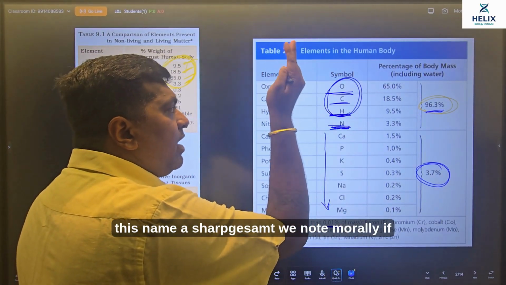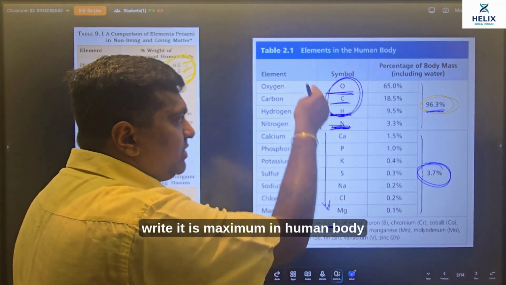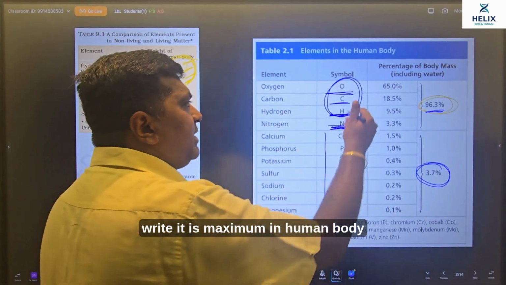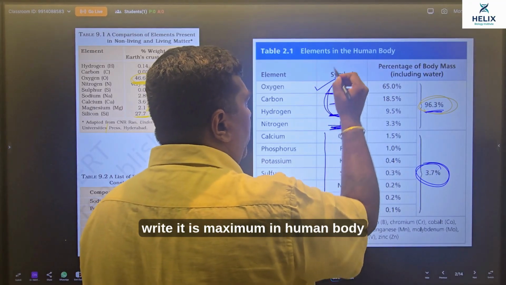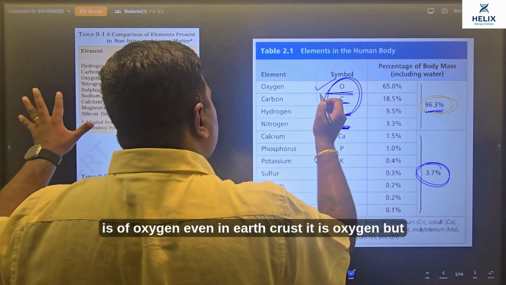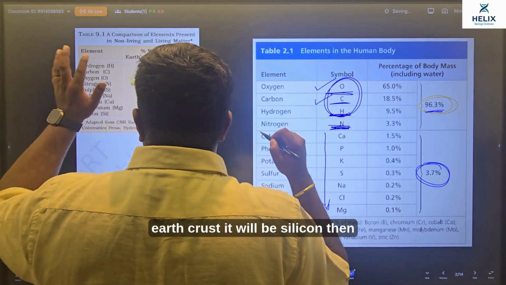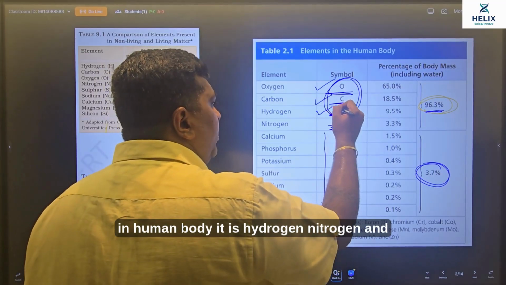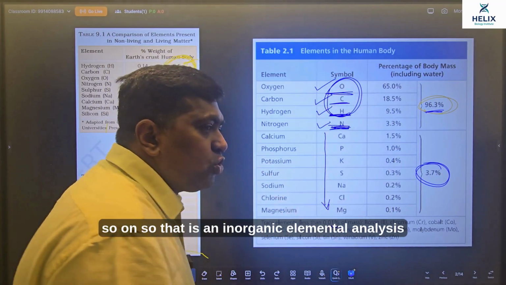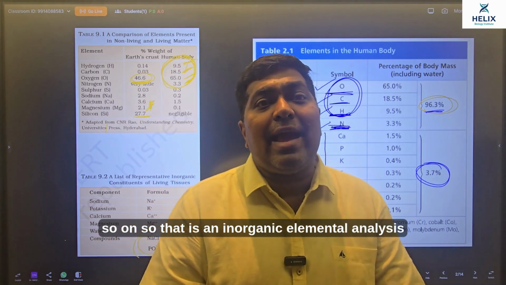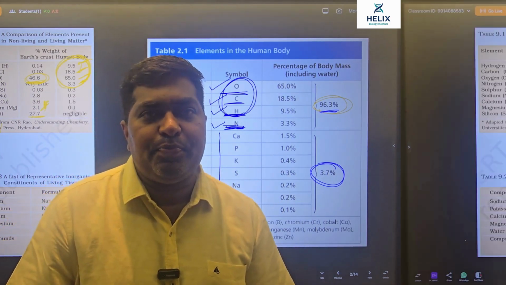When we look at the descending order in which these elements are present, the maximum in the human body is oxygen. Even in the earth's crust, it is oxygen. But second over here, it is carbon, whereas in the earth's crust it will be silicon. Then in the human body, it is hydrogen, nitrogen, and so on. So that is an inorganic elemental analysis.